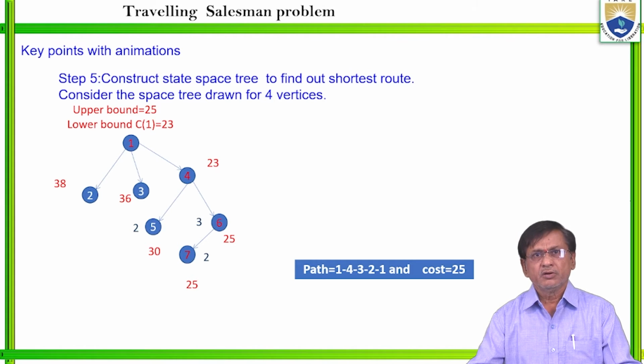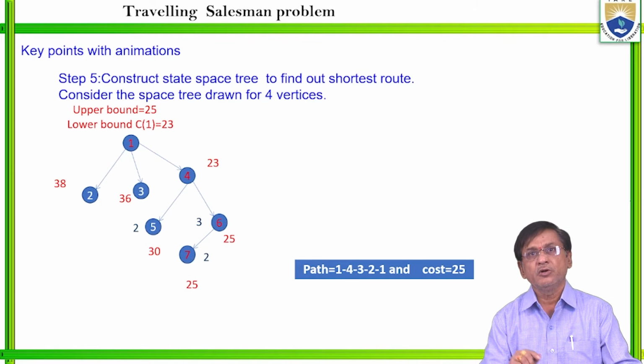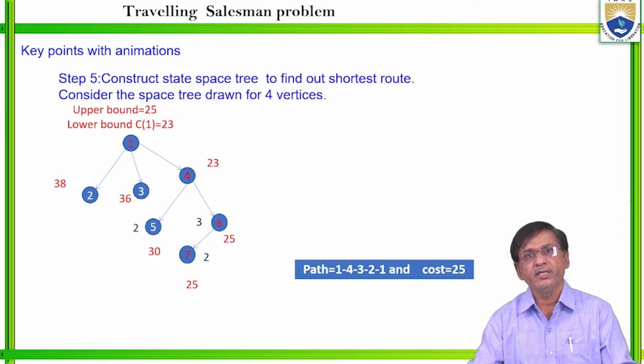Now, we already calculated the lower bound, let us say that is 23. Now we have to find the cost of node 2. For finding the cost of node 2, we have to take the reduced matrix and change the elements in the first row and second column to infinity in that matrix. So we have a reduced matrix.